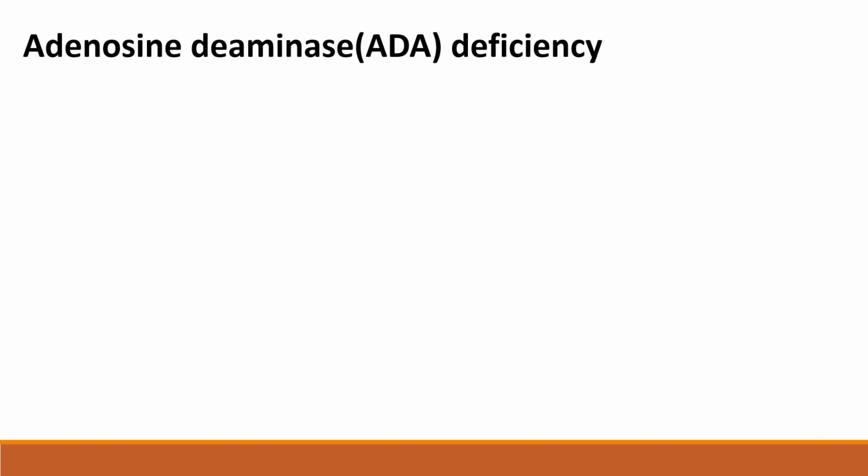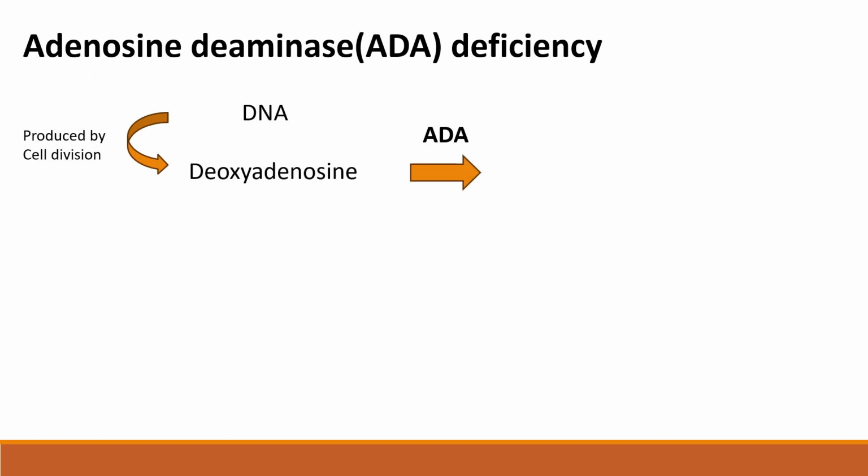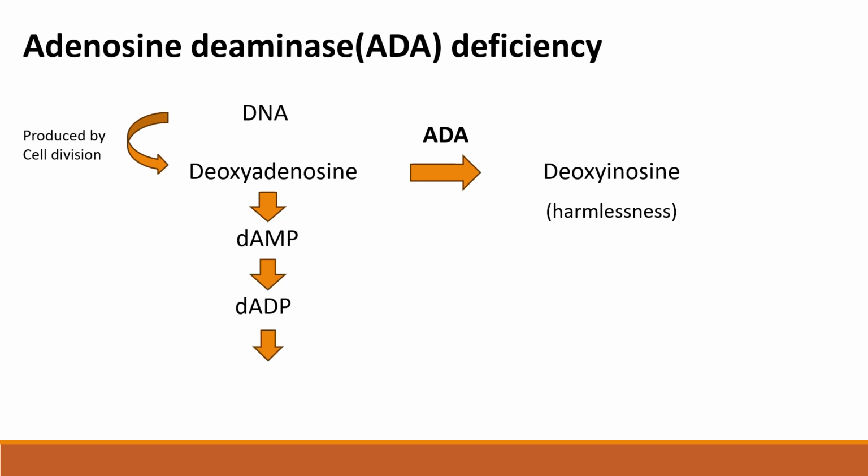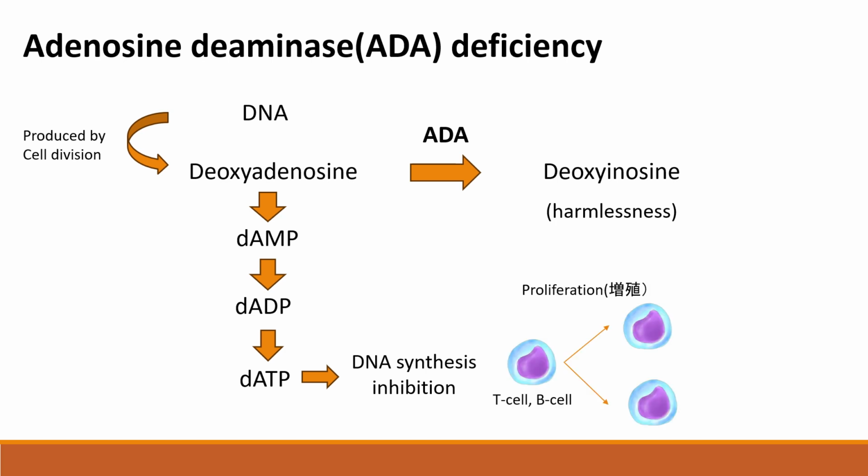ADA is an enzyme that converts deoxyadenosine produced during cell division into harmless deoxyribonucleic. If ADA were absent, deoxyadenosine would accumulate in the cell and turn into dAMP and eventually dATP. dATP inhibits DNA synthesis and thus interferes with the proliferation of T and B cells. Thus, immunodeficiency occurs. About the symptoms.